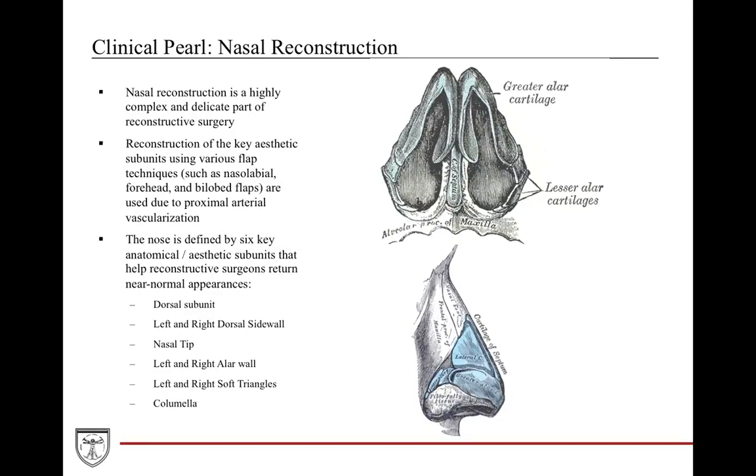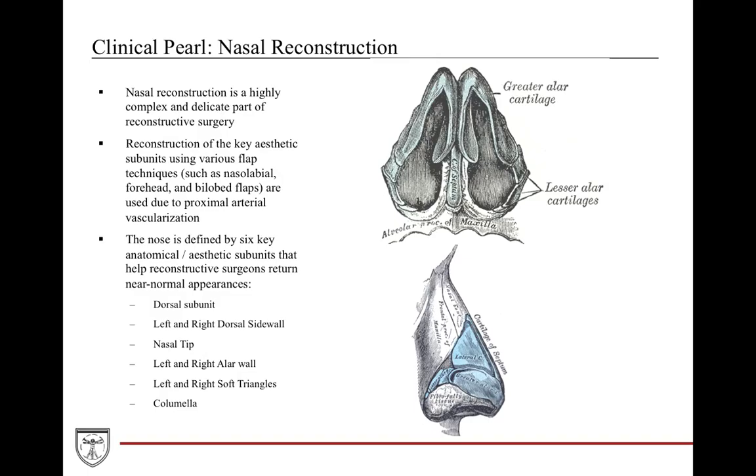We talked a little bit more about nasal fractures, aesthetic concerns, and especially things like cancer resections. Nasal reconstruction is such a complex and delicate part of reconstructive surgery. When you try to reconstruct the nose, you have to keep in mind that there are certain aesthetic subunits of the nose, and reconstructing those subunits is important to create a natural aesthetic appearance. And again, because of that really dense vascularization, you can get a pretty good aesthetic result with any kind of reconstruction to the nose.